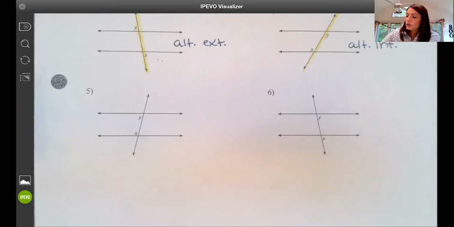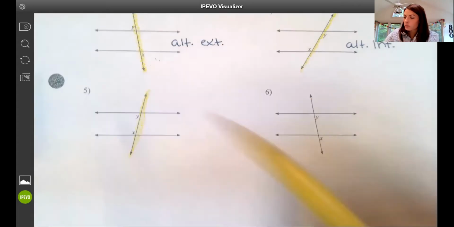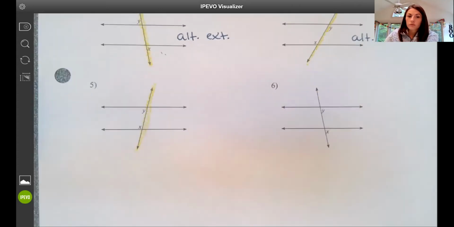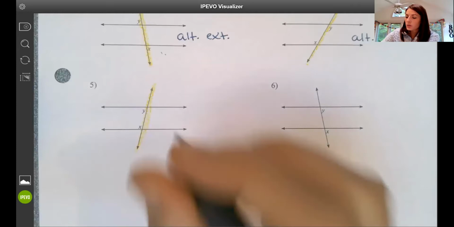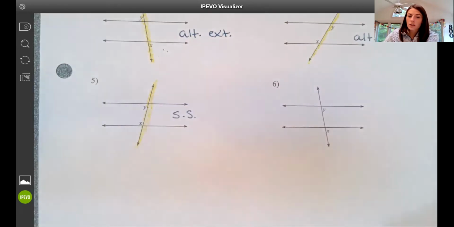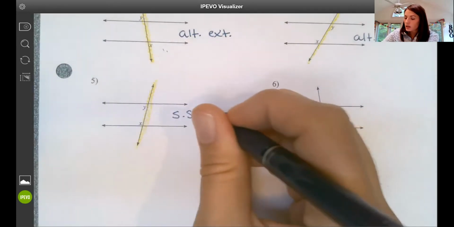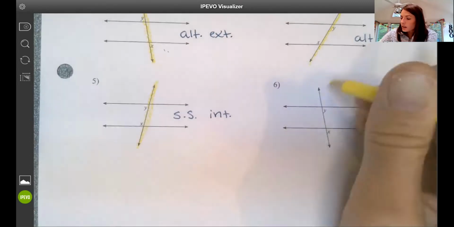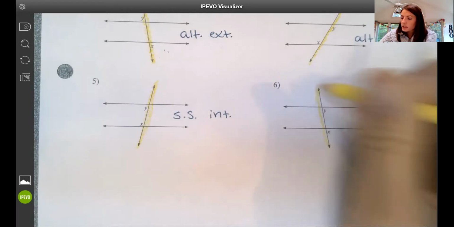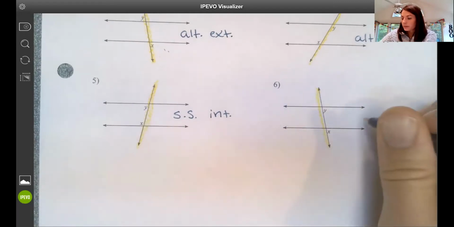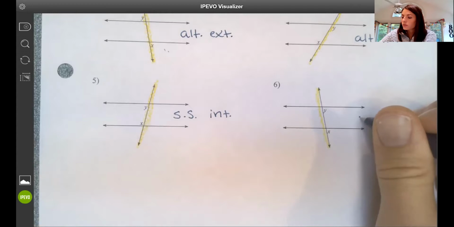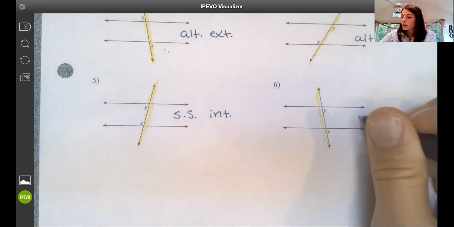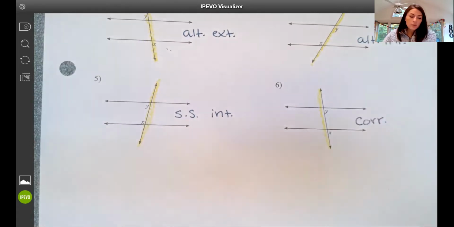And on 5, here's my transversal. What's this relationship? Same side interior. The way I abbreviate same side is I just go SS interior. I could have same side exterior as well. On 6, again on the same side, one's interior, one's exterior, and we call that corresponding. Good.